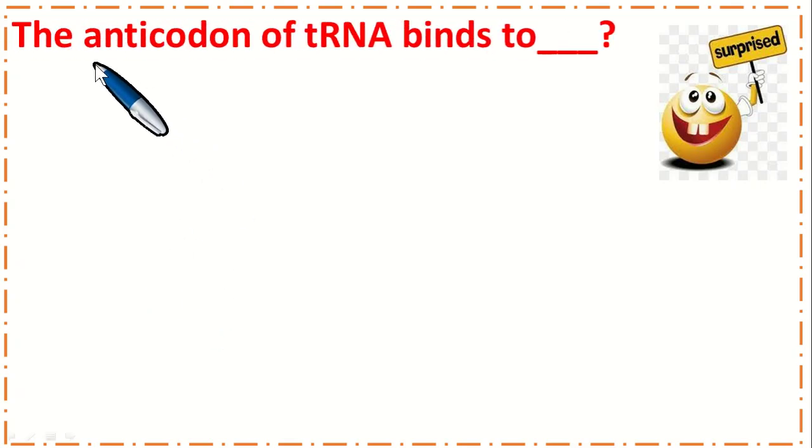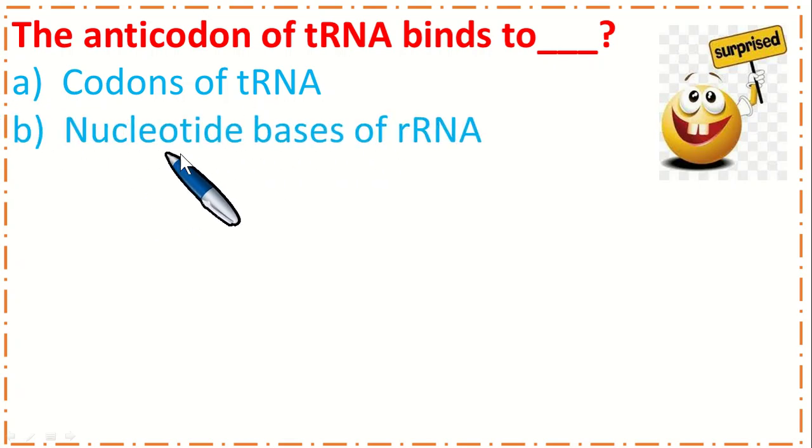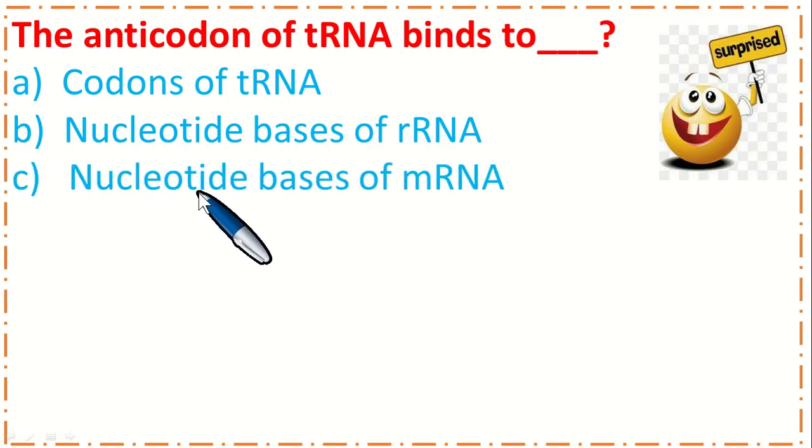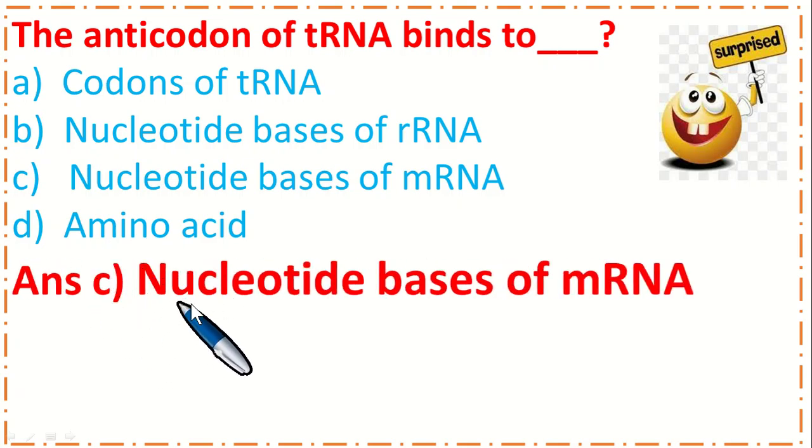So this is the last MCQ. The anticodon of tRNA binds to dash. Option A, codons of tRNA. B, nucleotide bases of rRNA. C, nucleotide bases of mRNA. And option D, amino acid. So the correct option is C, nucleotide bases of mRNA.